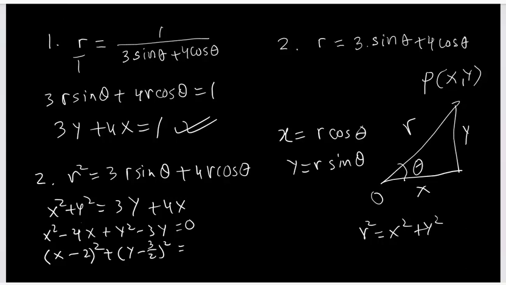Now we need to make the balance. So 2 squared, if you add on the right-hand side, is the same as subtracting on the left-hand side. That's the additional term we are getting. So then 2 squared gives me 4, and then 3 over 2 squared gives me 9 over 4. If you add all together, you get 25 over 4. So that gives me 5 over 2 squared.